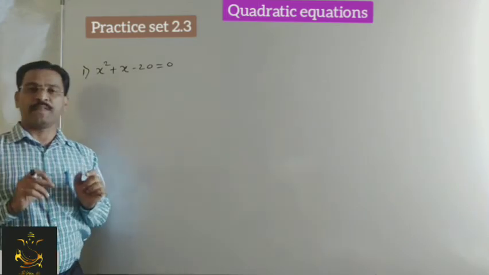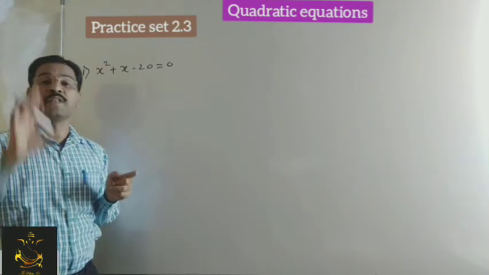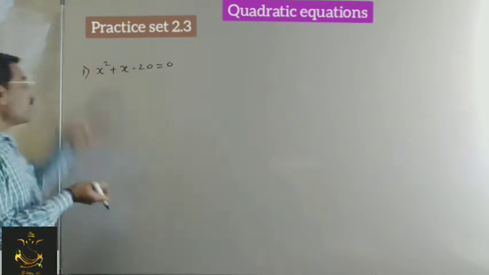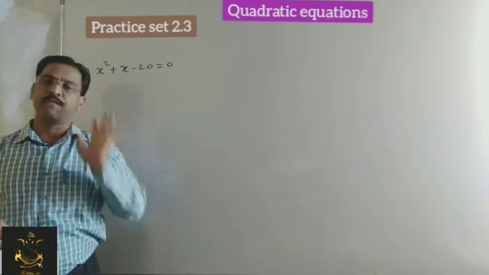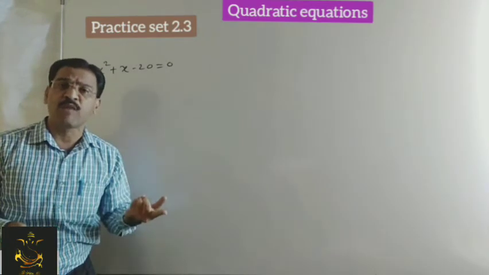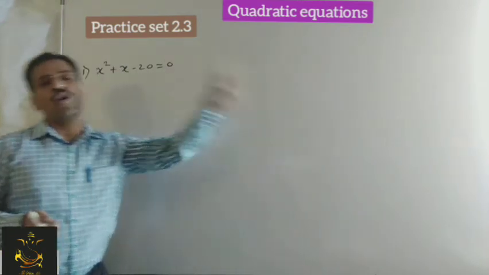Completing the square. What is the procedure here? The first rule is compulsory: rule number 1 is that the coefficient of the square term must always be 1. If it is not 1, then take that and divide all terms by it.